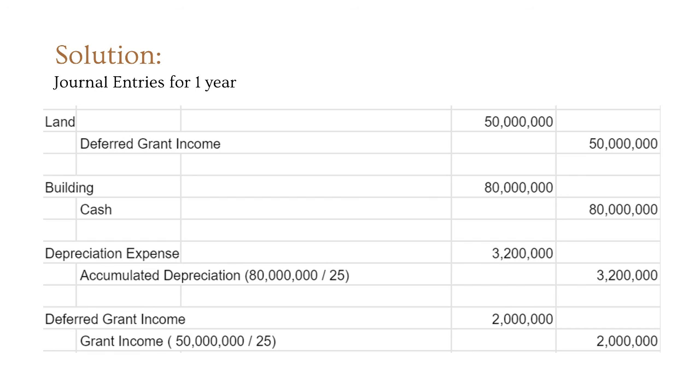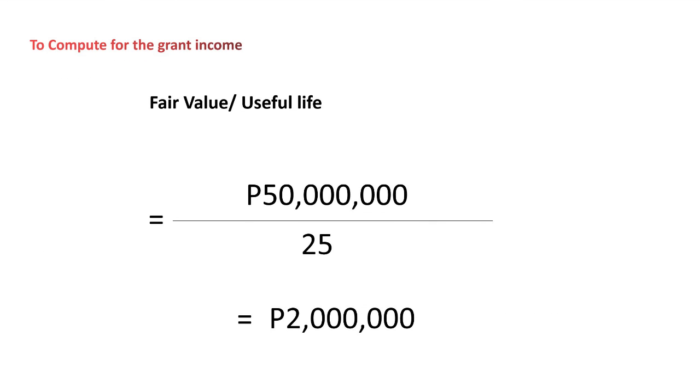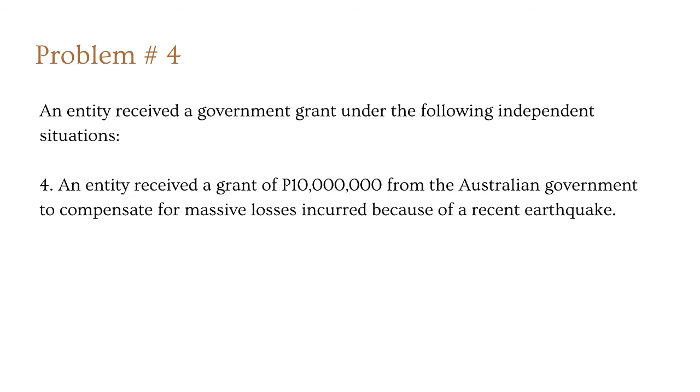Now, as I've said, income is recognized on the same basis as the related depreciation expense. So the grant income is the fair value of the land, which is 50 million pesos, divided by the useful life, which is 25. So our deferred grant income and grant income is 2 million pesos. And now let's proceed to problem number 4.